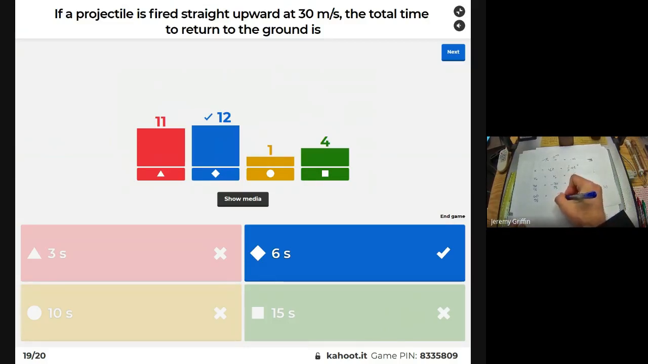Yeah, that was supposed to be tricky. All right, divide by 10. You guys see T is going to be 6 seconds? You guys see that? Okay. That's one way to get it.